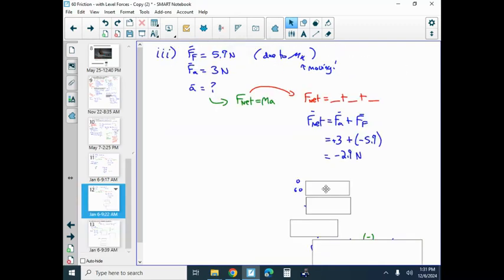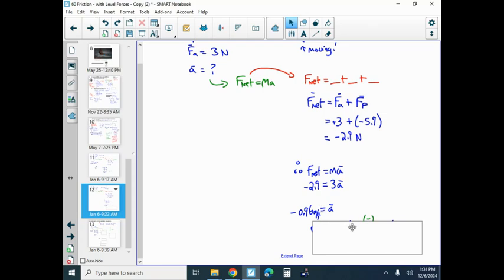So that gives us this negative 2.9. Well, then we calculate out that it's going to have an acceleration of negative 0.96. And so obviously it's slowing down. Right? The velocity direction was positive, so the acceleration is the opposite of friction.